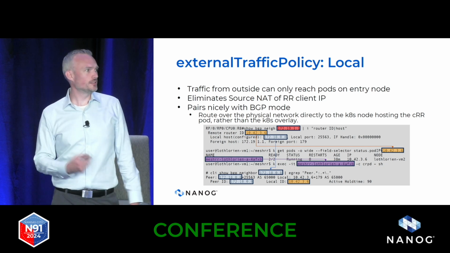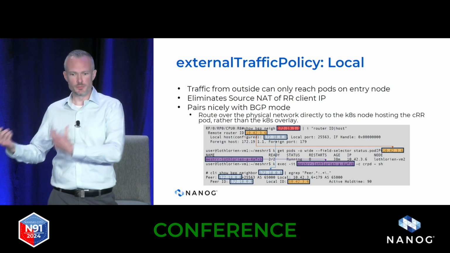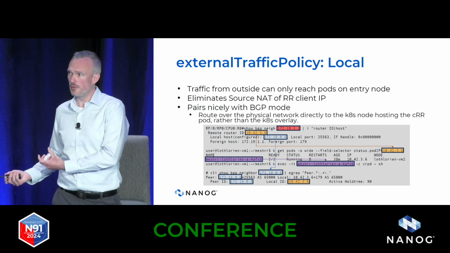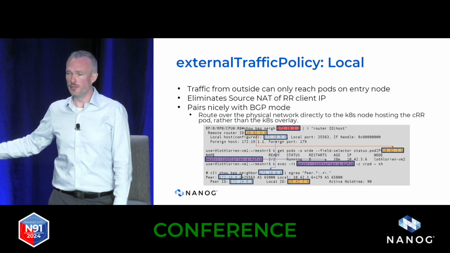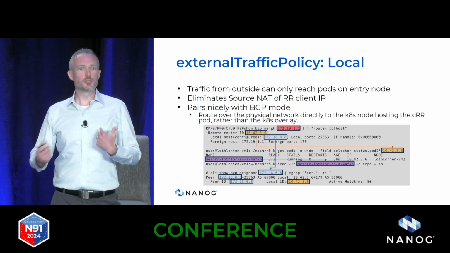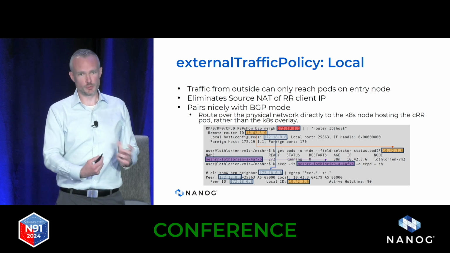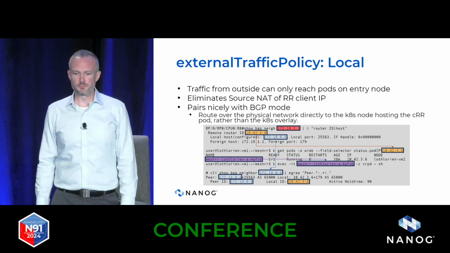This pairs quite nicely with BGP mode because by using the local external traffic policy and announcing the VIP out of all of my relevant nodes, I can ensure that traffic arrives to the closest node physically or from the perspective of the metrics on my physical network.